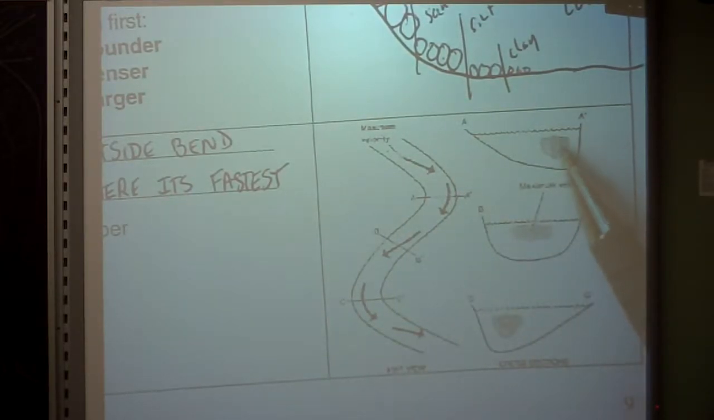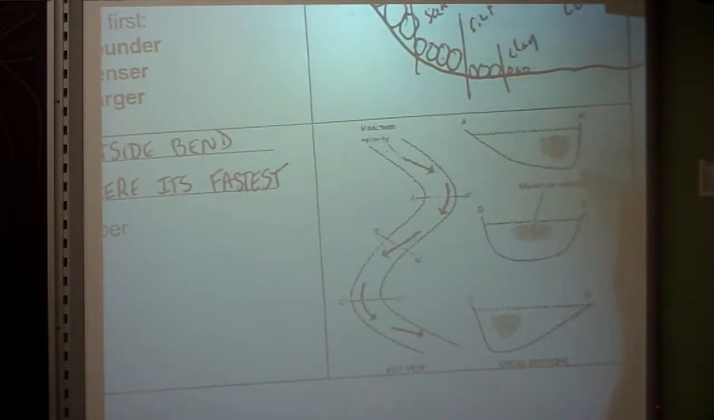So here we're going to get the greatest velocity right here, not along the side exactly, because there's going to be friction there, so we pick a point in the middle. Over here, this is a straightaway, we get the fastest velocity right in the middle. Over here we have a bend, so we get the fastest velocity on the outside.